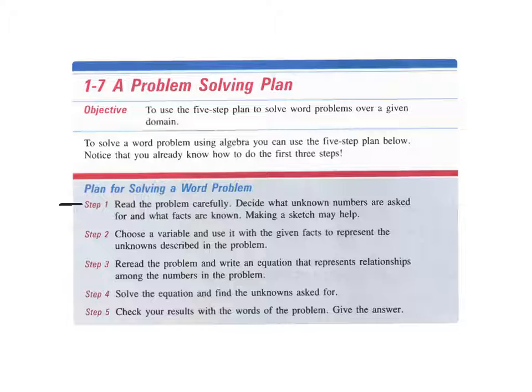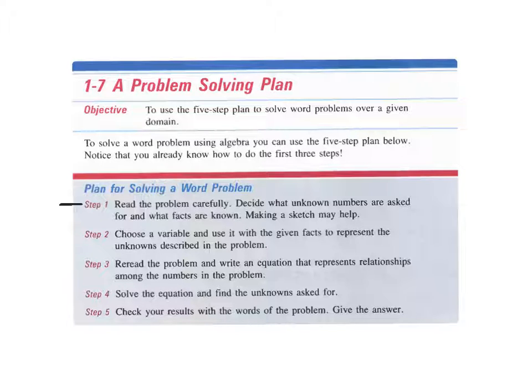Decide what unknown numbers are asked for and what facts are known. Sometimes drawing a picture could help you, especially next year when you take geometry. If a picture is not provided, draw one. A lot of times in geometry, you're going to get word problems. And the same thing here. They might ask you about the area of a room, and it might say a rectangular room. Maybe you're going to carpet it. So I would always draw a picture.